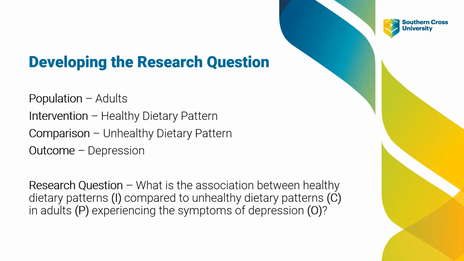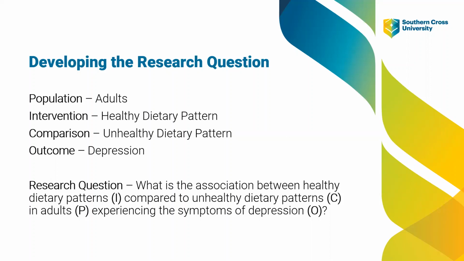So for myself, my population is adults. Now, if you can't think of a population, it normally is just the general population and will just be adults. But when we think of other populations that can be used, there's children, elderly, Indigenous, there's also like jail populations, genders, all different types of populations that we can use to develop our research question.